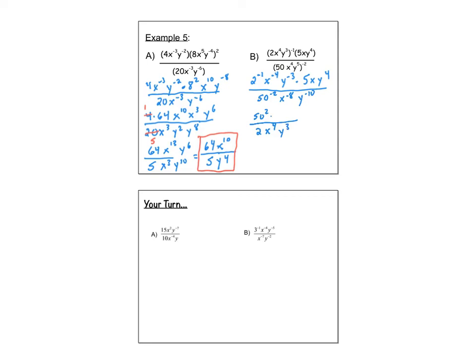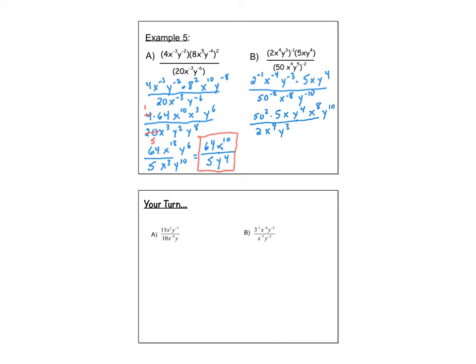5 does not have a power, or you can say it's 5 to the first, so it's not a negative power, so it's going to stay there. X is to the first power, it's not negative, so it's going to stay up there. Y to the 4th is a positive power, so it's going to stay in its place as well. All right, so down here we've already moved 50. We've got x to the negative 8, so it's going to move up and become x to the 8th. Y to the negative 10 is negative, it's going to move up and become y to the 10th.